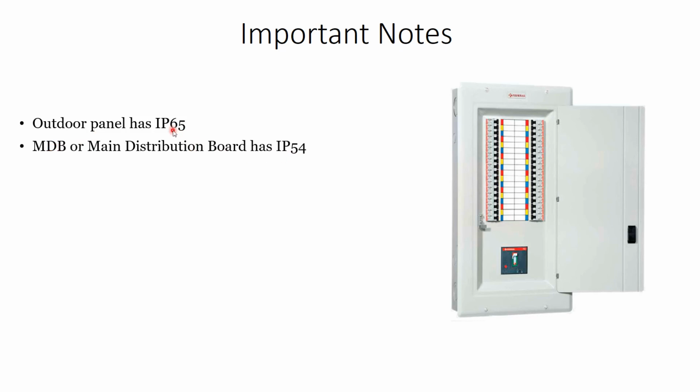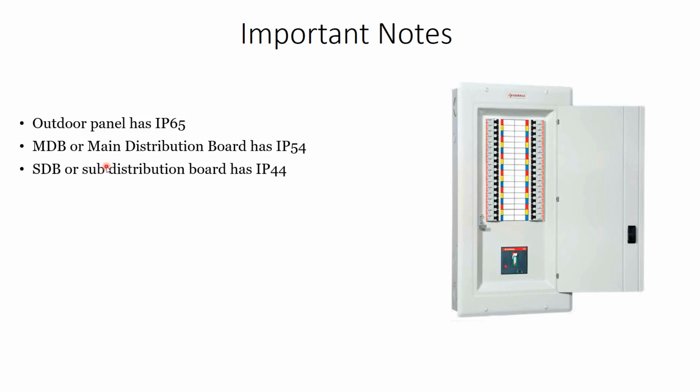54. You can see that it is lower than the outdoor, because the outdoor is more exposed to atmospheric conditions, or outside conditions. So you will see the IP is lower. Now if we go deeper inside the distribution system, we will have the sub-distribution board, which has an IP of 44, which is less than this one.